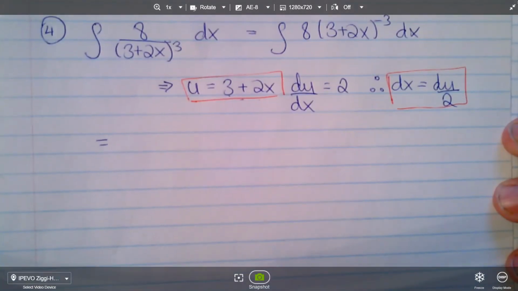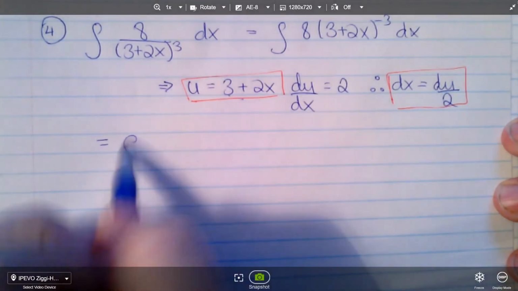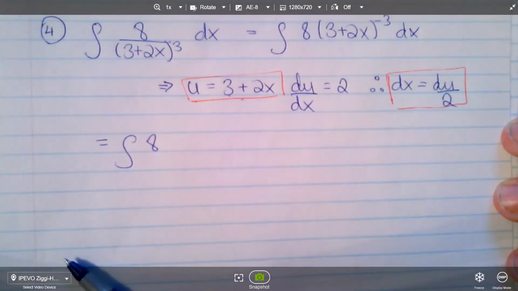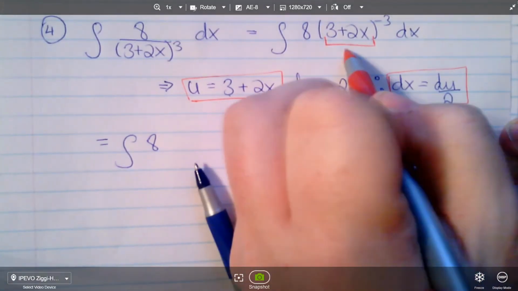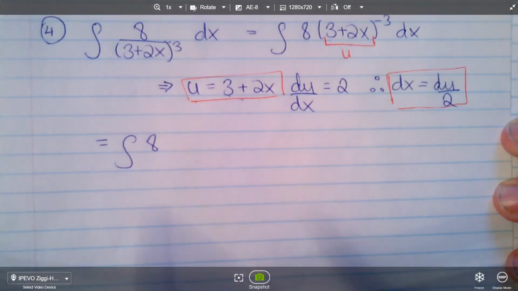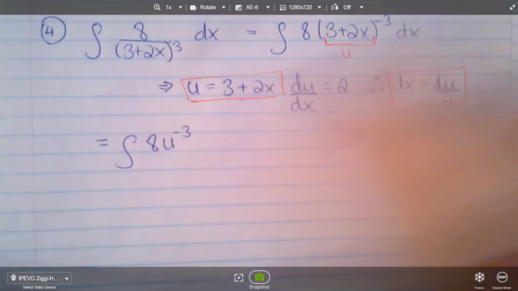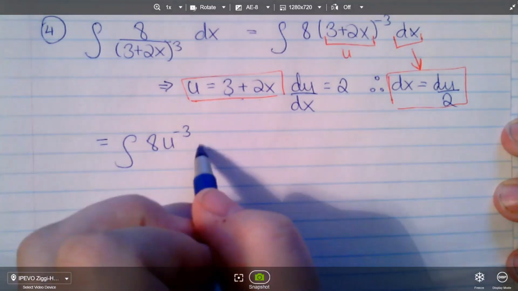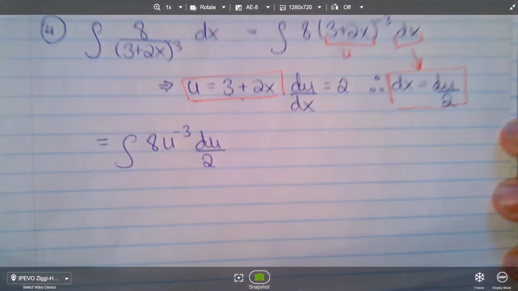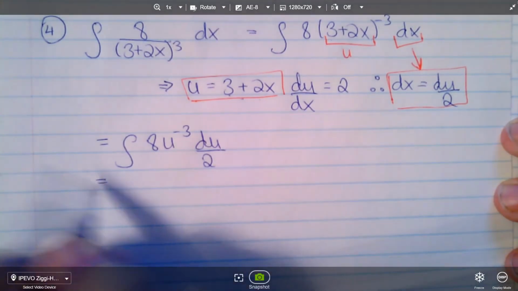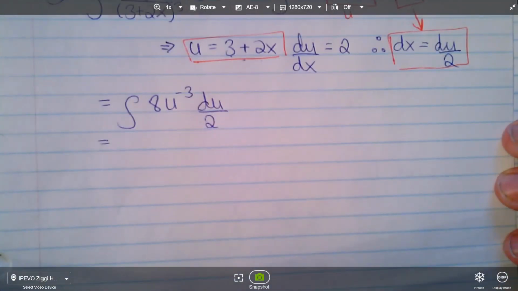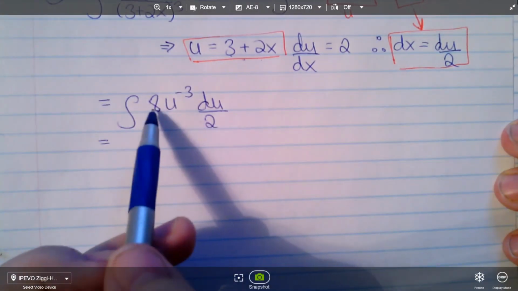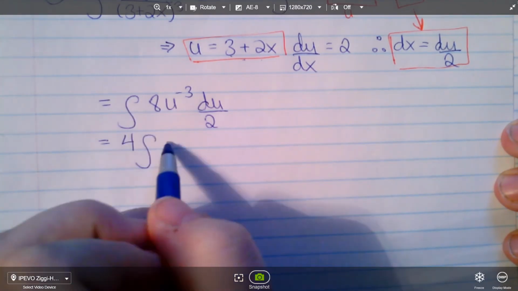All right, back to the question itself. So back to here. I have the integral of 8. I'm going to change the inside. So I'm substituting the inside with u, to the power of -3. And I'm changing dx to be du over 2. All right. If there were any x's, I would cancel them, and there shouldn't be any left. I notice I have an 8 on the top, a 2 on the bottom. I'm just going to simplify that quickly to 4, and bring it on the outside.